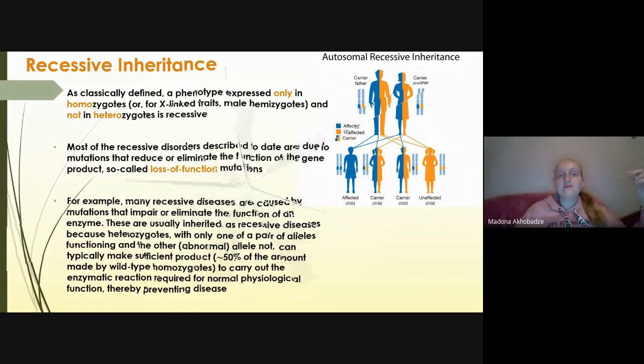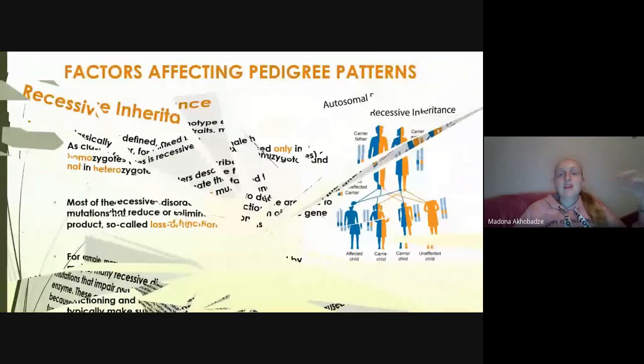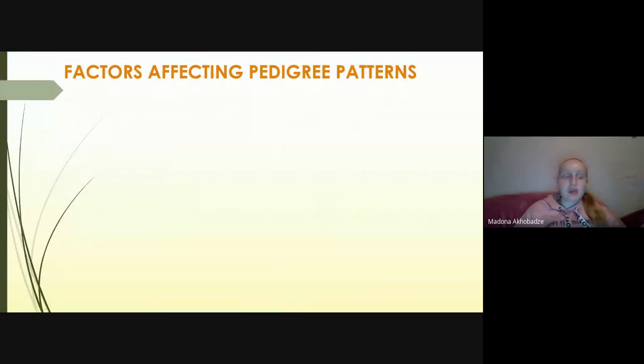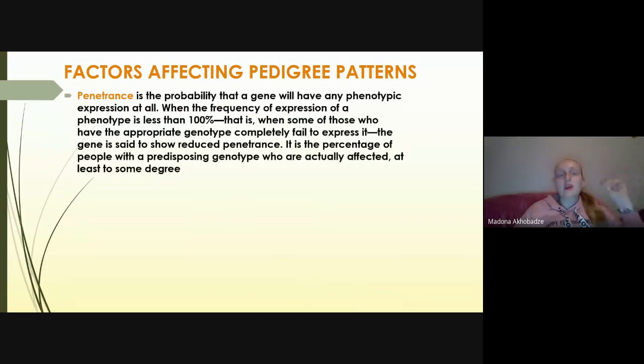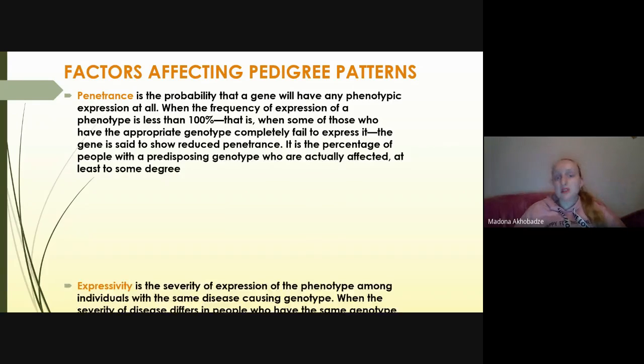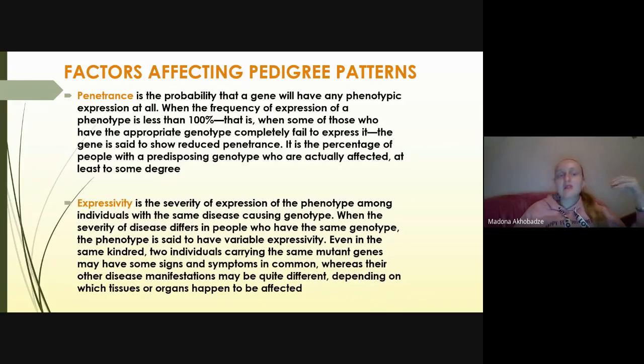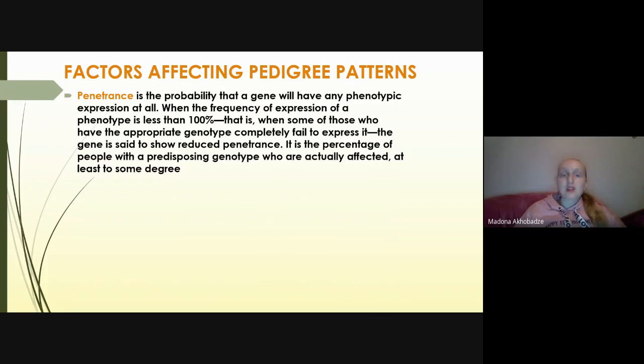Okay. So the factors that affect the pedigree patterns of the kindred include penetrance. Penetrance is the probability that a gene will have any phenotypic expression at all. So it will be expressed or not. It is dependent on the penetrance of the disease. And expressivity. Expressivity can be reduced penetrance. It means if the dominant disease is not expressed in heterozygotes, it has reduced penetrance.